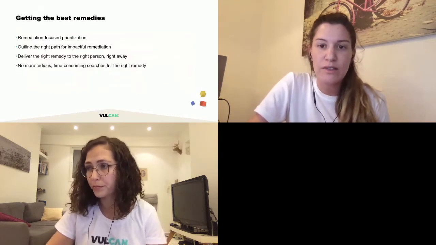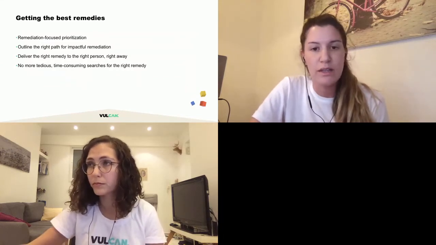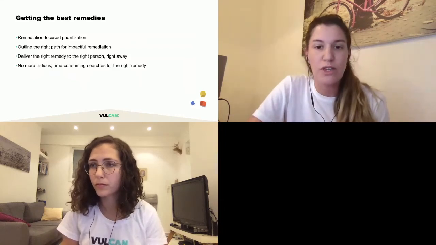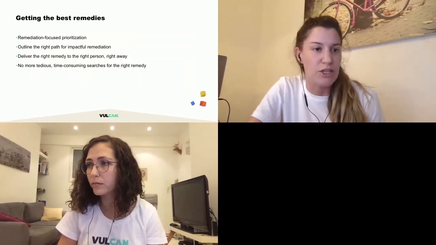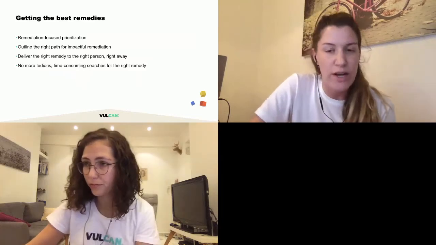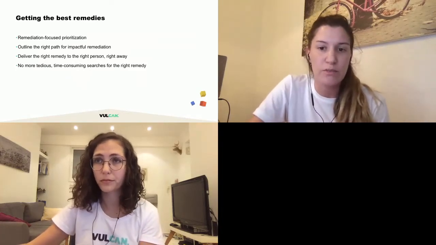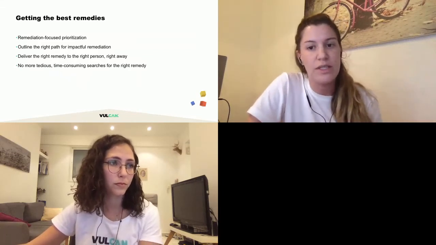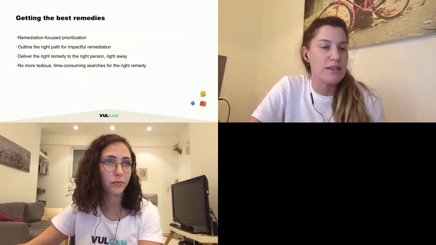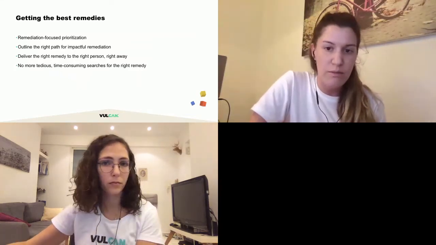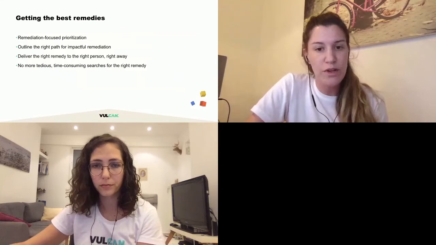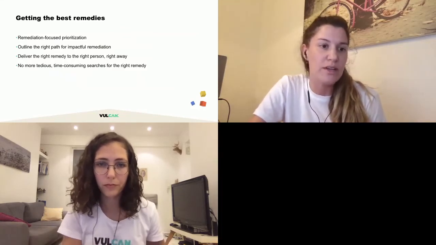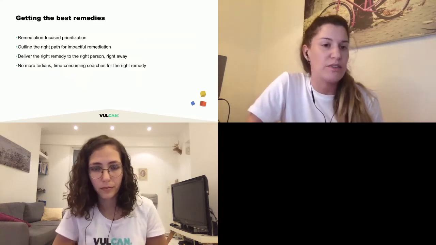So here are some things to keep in mind when looking for the best remedy. First, we recommend remediating the highest risk vulnerabilities for your environment. For those vulnerabilities, outline the right path for impactful remediation. What is exactly the right path? Well, it depends on the different metrics you will encounter, such as the vulnerable operating system, the remedy consequences and dependencies, the vulnerability SLA, and all kinds of different metrics to consider. But once you figure out the remedy approach, it will help you deliver the right remedy to the right person right away, without any tedious time-consuming searches.